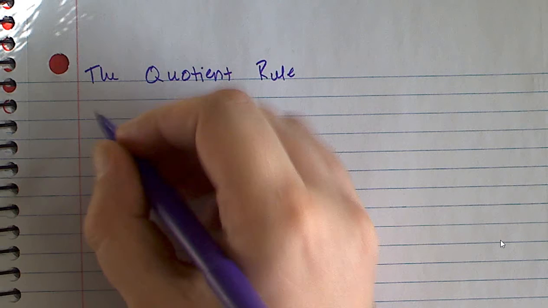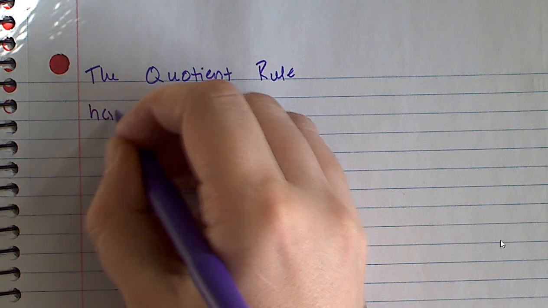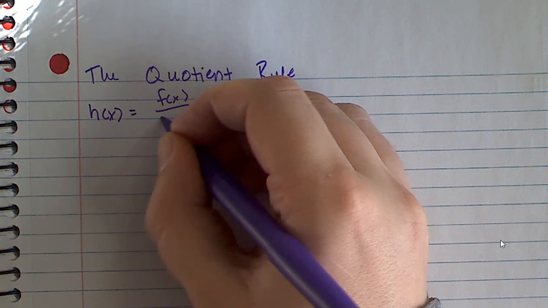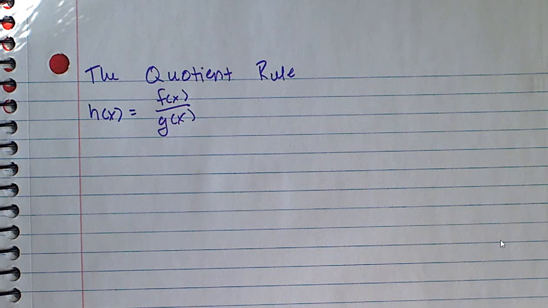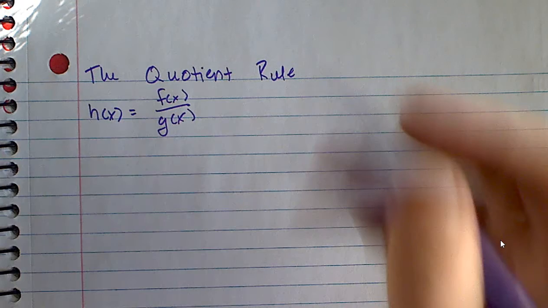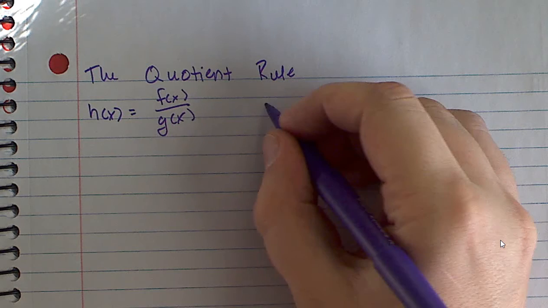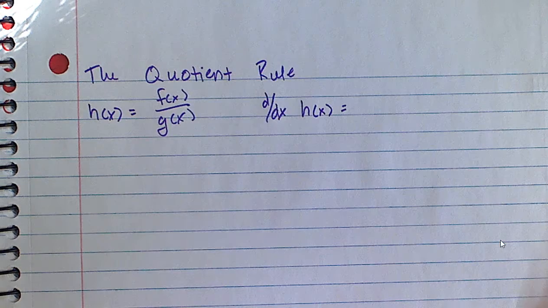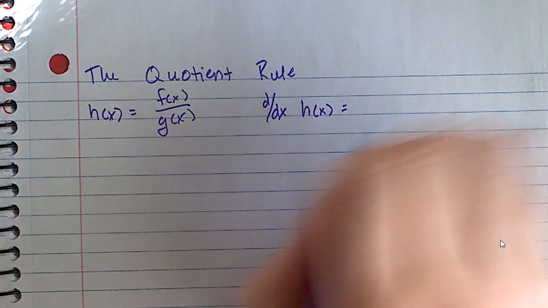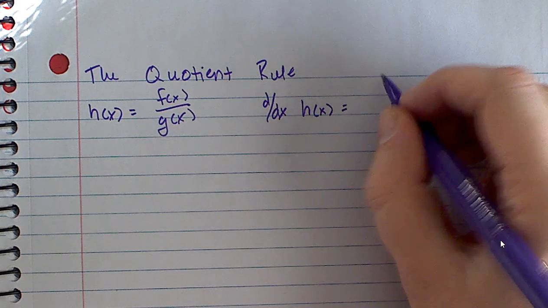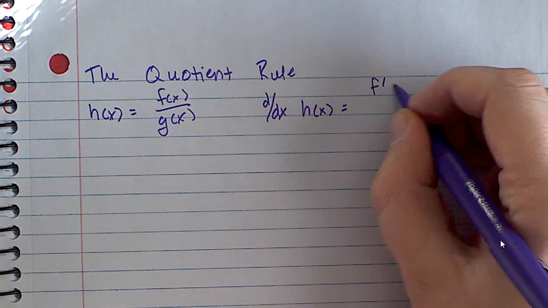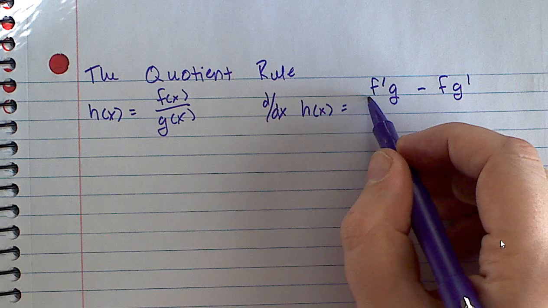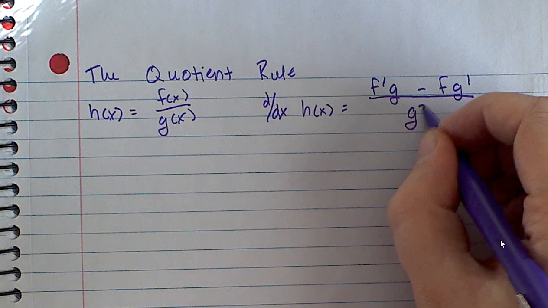So let's say we have some function h of x, and h of x is equal to f of x divided by g of x. So that's where the quotient comes in, because there's division. If you want to find the derivative of h of x, so d dx of h of x, that's going to be equal to, and here's where the quotient rule comes in, f prime g minus f g prime, not bad so far, divided by g squared. That's where it gets bad.